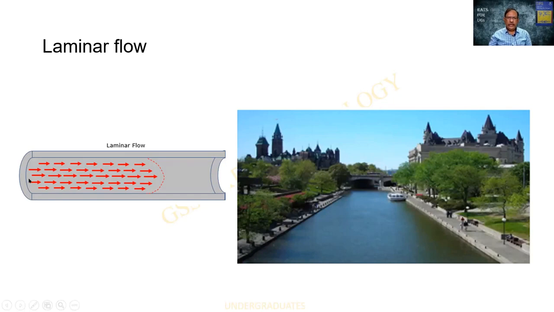So you find that there is no disturbance at all, and the cells are all flowing as though they are soldiers in a regiment. The smaller cells, such as the platelets and the lymphocytes, will be taking the axial flow, whereas the larger cells also will be slightly away, but nothing will be touching the endothelium. So this is a layered flow called the laminar flow.